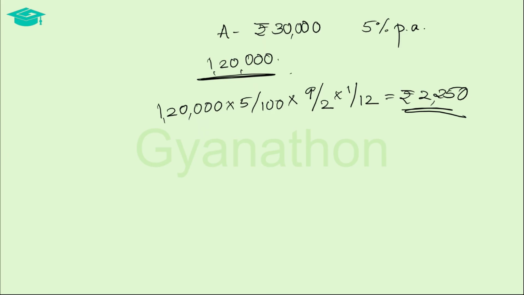Next, let us calculate this on the basis of quarters. So the formula will be 1,20,000, which is the total amount withdrawn, into the rate of interest, which is 5%, into the average period, which on the basis of quarters is 3 by 2, which we worked out as (3 quarters plus 0 quarters) divided by 2. And the whole thing is divided by 4, since we are calculating on the basis of quarters.